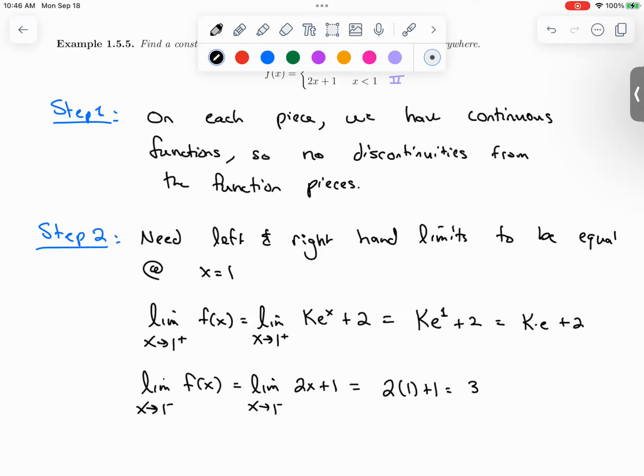So in order for the limit to exist, we need these 2 things equal. If they weren't equal, then the limit would not exist at large. And if the limit doesn't exist, then it's not continuous. So that's a way for us to solve for k. So we have ke plus 2 is equal to 3. That means that k times e is equal to 1, which means that k is equal to 1 over e.